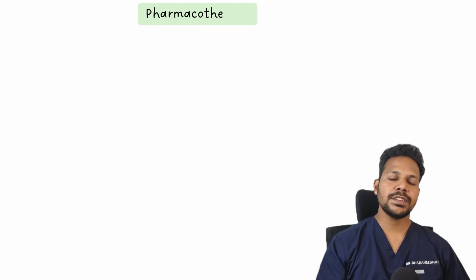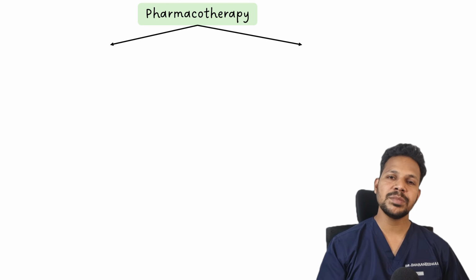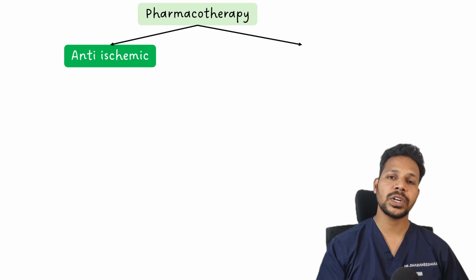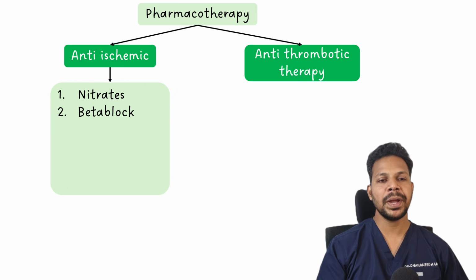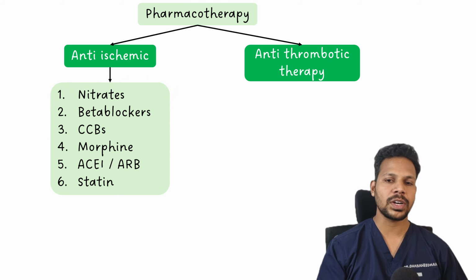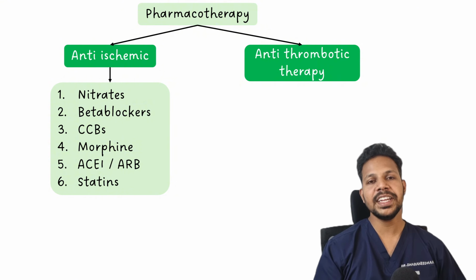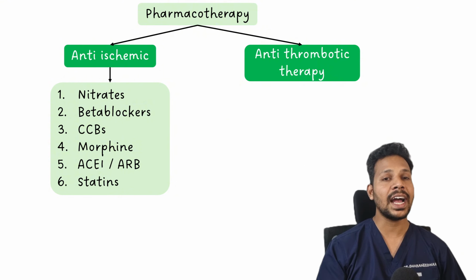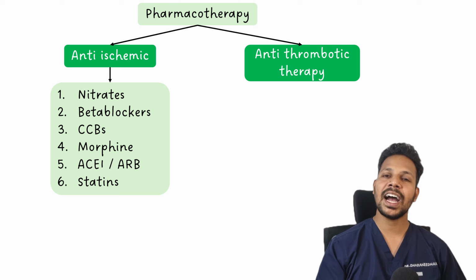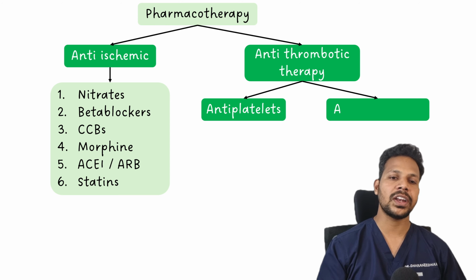Let's look at the drugs that are commonly used here. The pharmacotherapy includes the anti-ischemic drugs and anti-thrombotic drugs. Anti-ischemic drugs include the nitrates, beta blockers, calcium channel blockers, morphine, ACE inhibitors or ARBs, and statins. These are all the drugs included under the anti-ischemic group. Then we have anti-thrombotic drugs, which include antiplatelet drugs and anticoagulants.